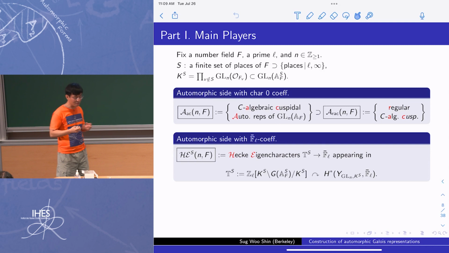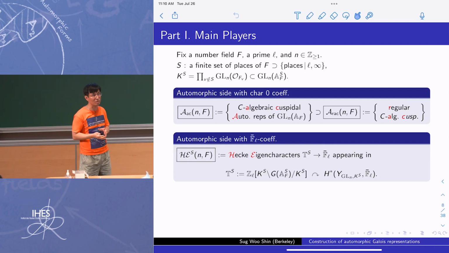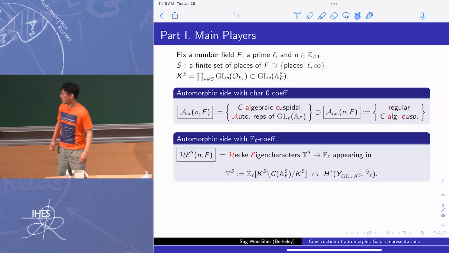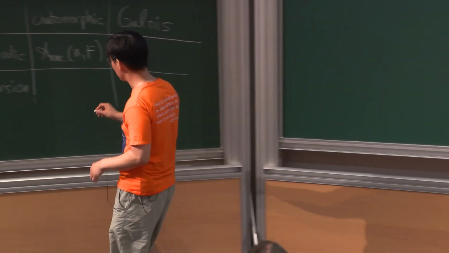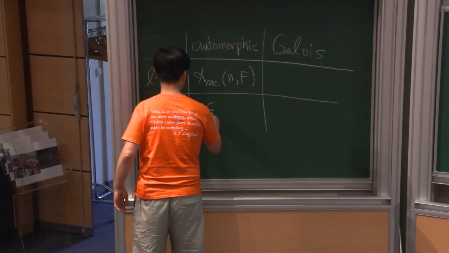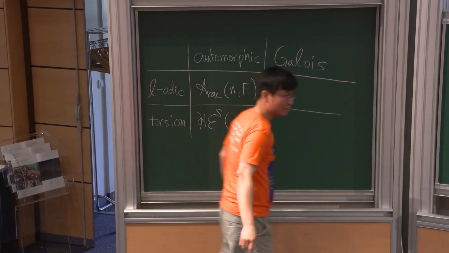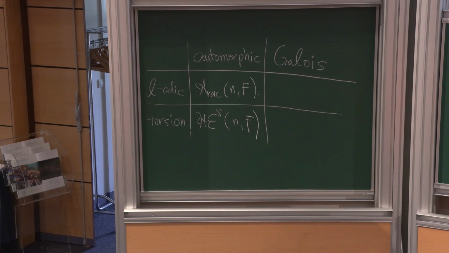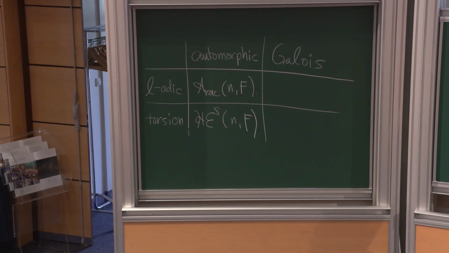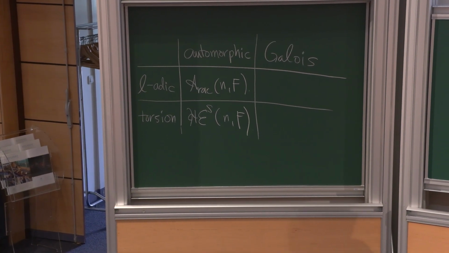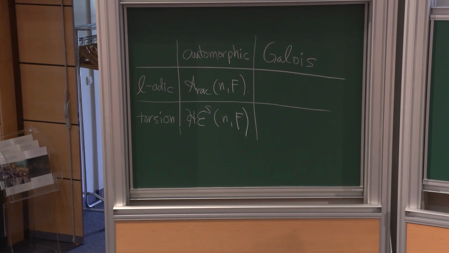So any eigencharacter for this commutative algebra action will be put into this set I call HE. So Hecke eigencharacter or Hecke eigensystem. So that's the guy we are going to consider for stating the theorem. Okay, so far so good.